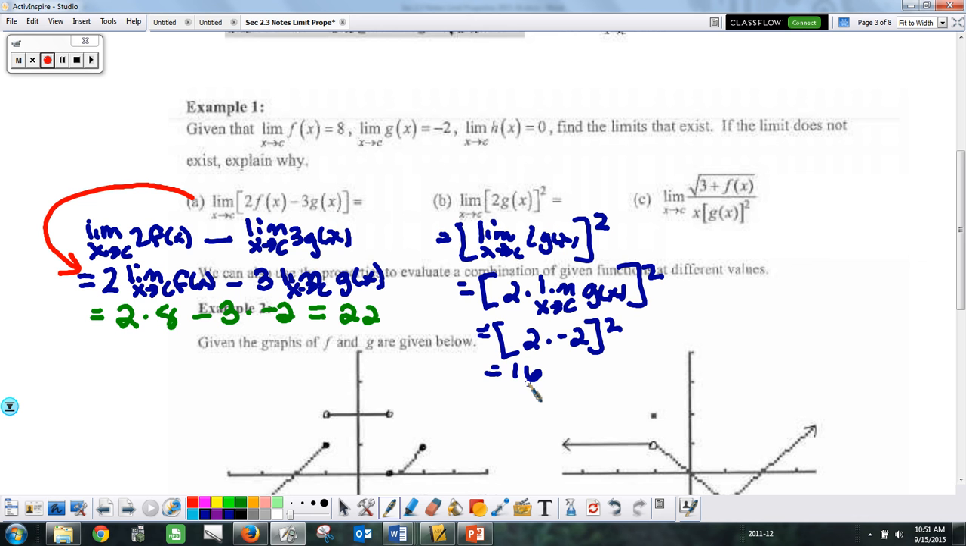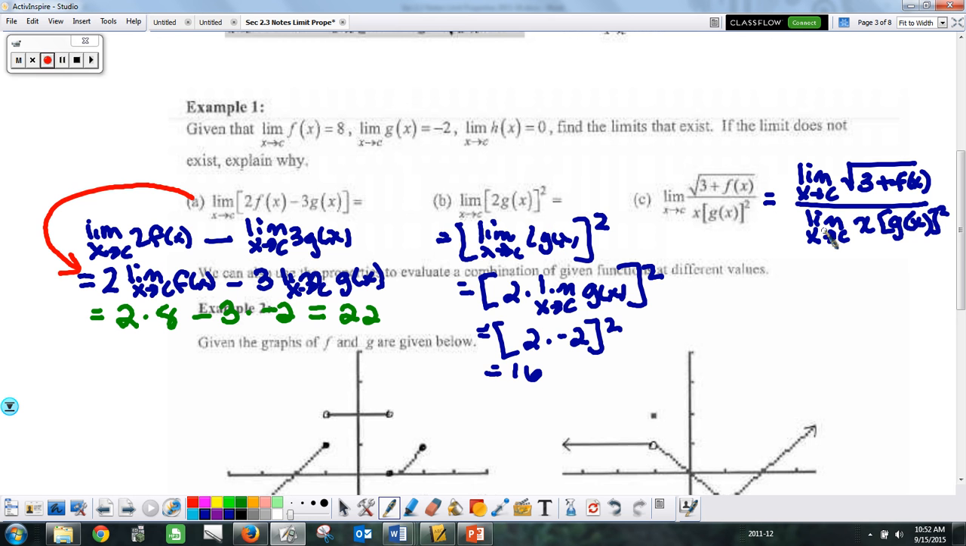Okay. Now, taking a look at this one, we're going to do the limit as x approaches c. We have a square root, and so we got to be careful about that one, right? We want to make sure we don't get 0. I'm going to think of this as, can I split this? Well, we can split it provided the limits on the bottom are not 0. Sometimes we go ahead and we start splitting until we see what happens. So I'm going to do the limit as x goes to c of the square root of 3 plus f of x over the limit as x goes to c of x times g of x squared.